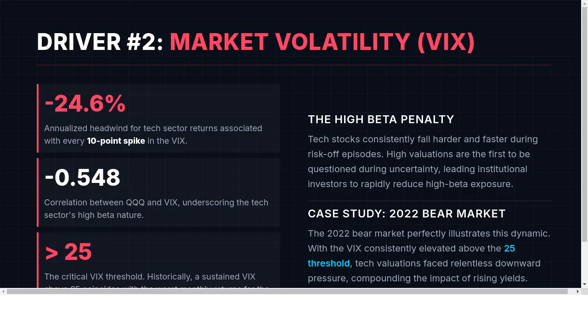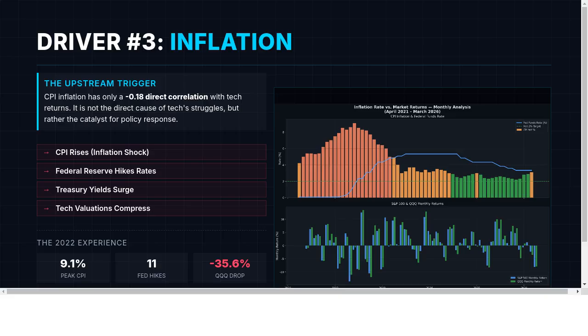Next, we'll examine how inflation, while not a direct driver, acts as an upstream trigger. While volatility amplifies tech sector swings, inflation acts as the upstream trigger, setting a critical chain of events in motion. Our analysis shows CPI inflation has only a negative 0.18 direct correlation with tech returns, meaning it's not the direct cause of tech's struggles. Instead, it's the policy response to inflation that truly impacts the sector.